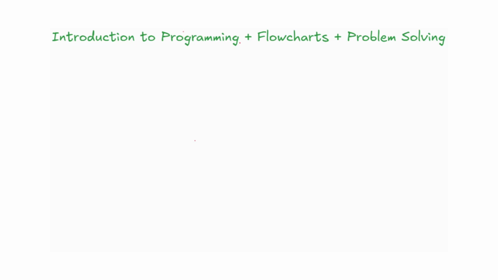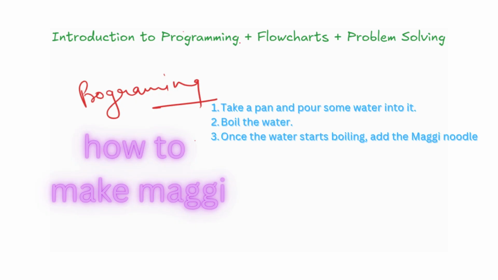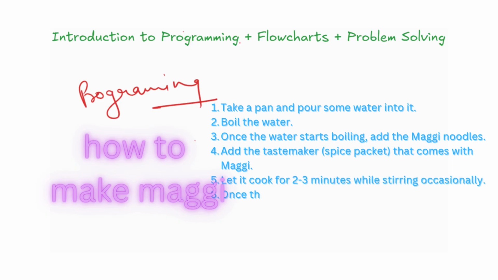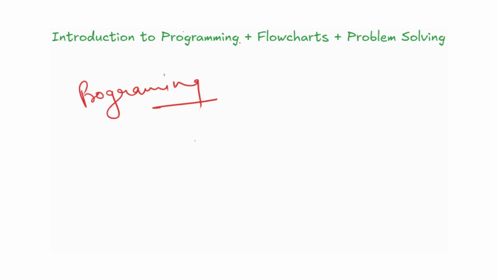So first of all, what is programming? Programming is nothing but telling a computer what to do in a language that it understands. Think of it like giving instructions, okay? Just like we tell someone how to make Maggi. While cooking Maggi, we need some steps: taking water, then boiling it, then putting Maggi inside it, then spices, and at the end Maggi gets ready, right? So it includes different steps. Same here, we tell the computer what steps to follow to solve any task or problem.